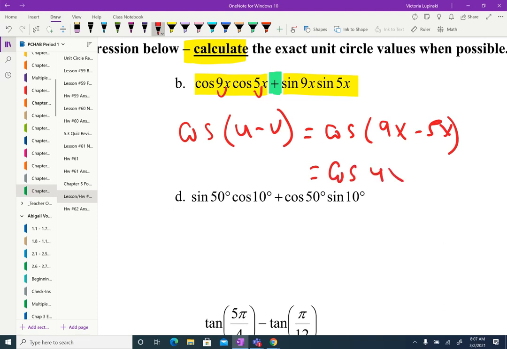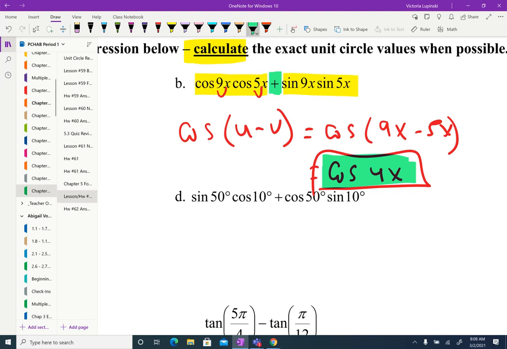9x minus 5x is 4x. And the cosine of 4x is certainly not something that I know, so that's my final answer. So all you're trying to do in this exercise is take one side of the equation and simplify it down.